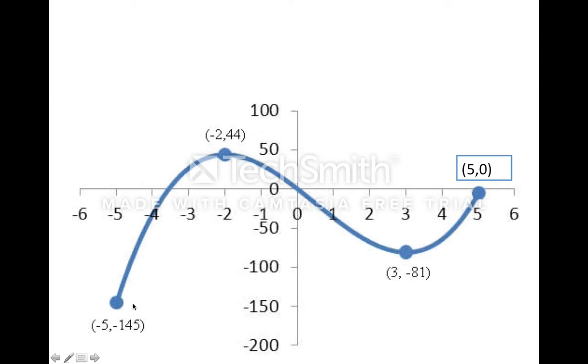This function is increasing starting at x equal to negative 5 and stopping at x equal to negative 2. So it's increasing on the interval from negative 5 to negative 2. It is decreasing on the interval from negative 2 to 3, and it's increasing on the interval from 3 to 5. Notice that I'm only mentioning x values, intervals of x values, and paying no attention to the corresponding y values.